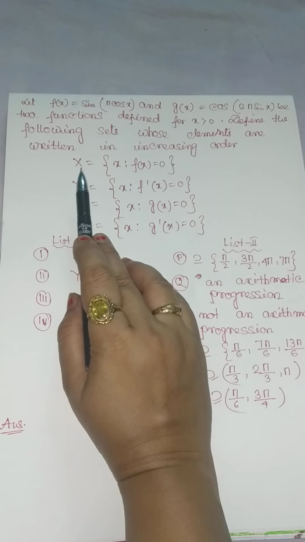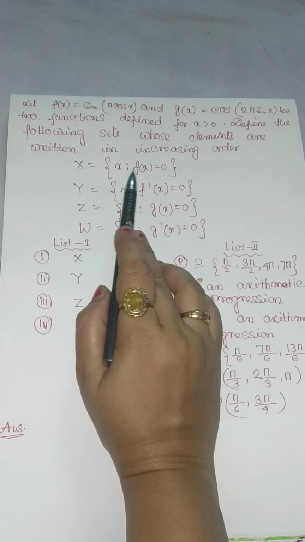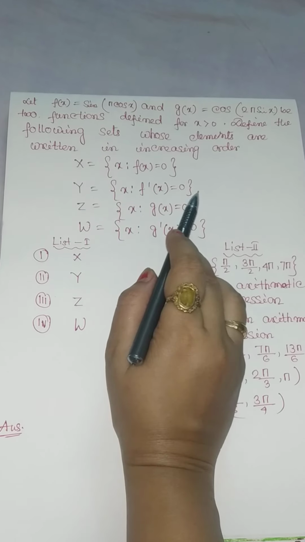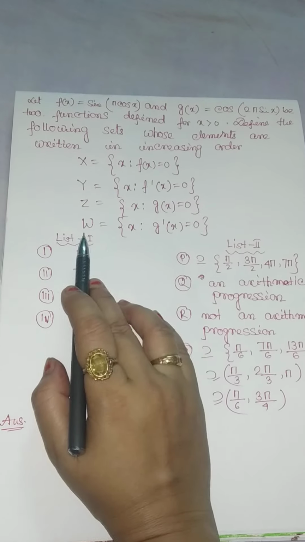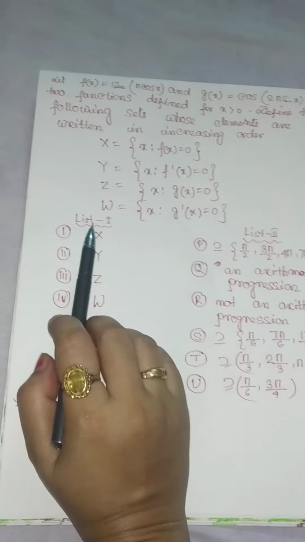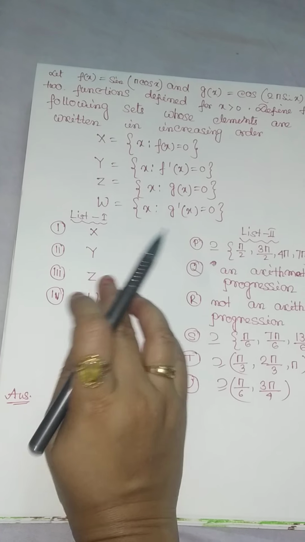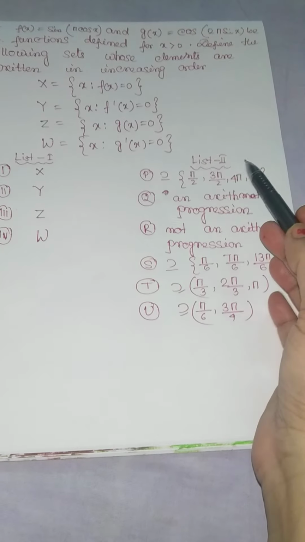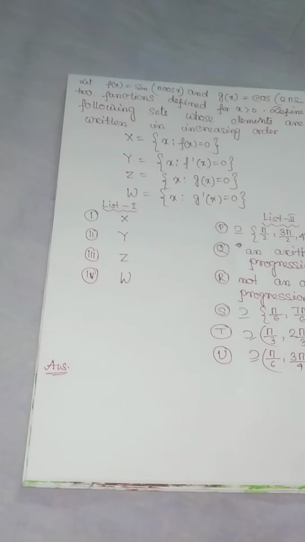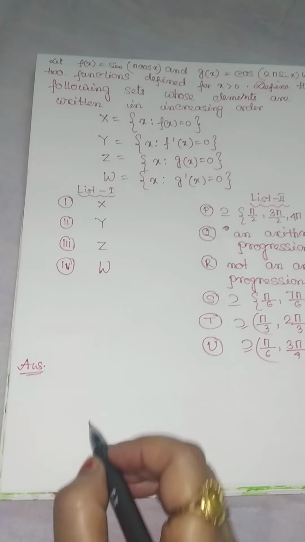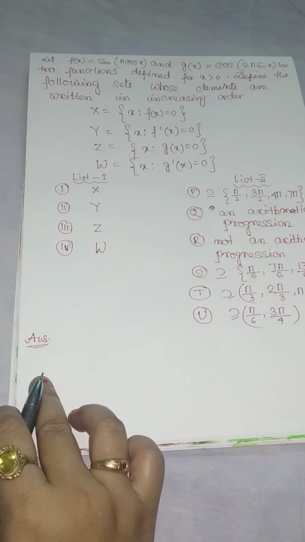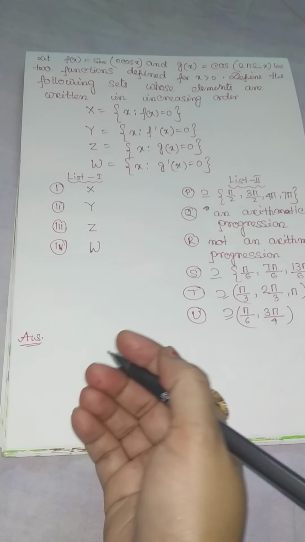X = {x : f(x) = 0}, Y = {x : f'(x) = 0}, Z = {x : g(x) = 0}, and W = {x : g'(x) = 0}. But here it is list matching: on the left side X, Y, Z and W, and on the right side some options. Getting to the problem, I am your guide Smita Ghosh, starting to solve this problem.